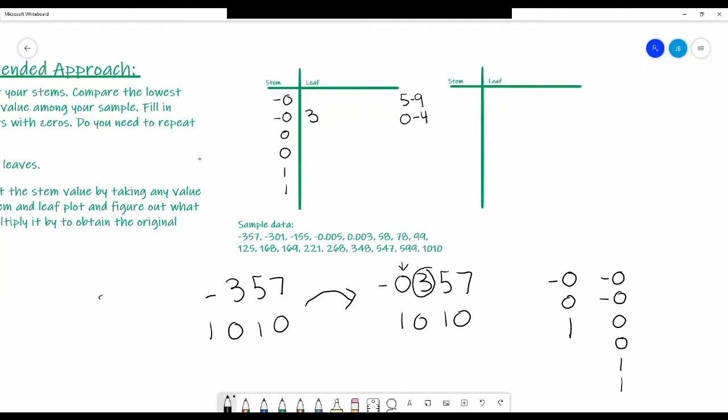Our next data in the sample is -301. Again, we would add a 0 in front, so that it's the same amount of digits, and we could see easily which one is the leaf and which one is the stem. This is another 3, so we'll just throw another 3 there. And now it's easy to see that this would be a 1.